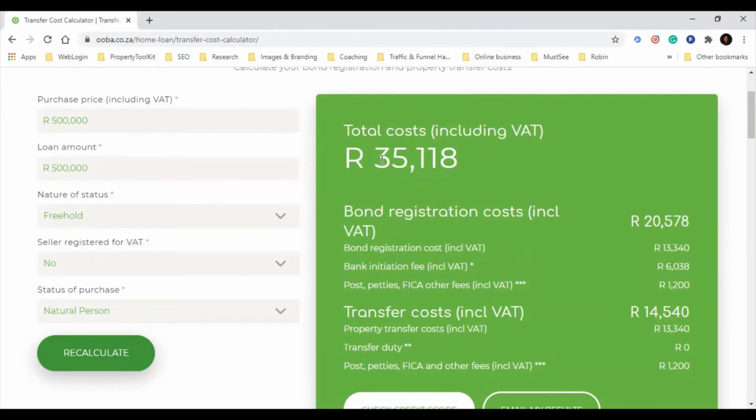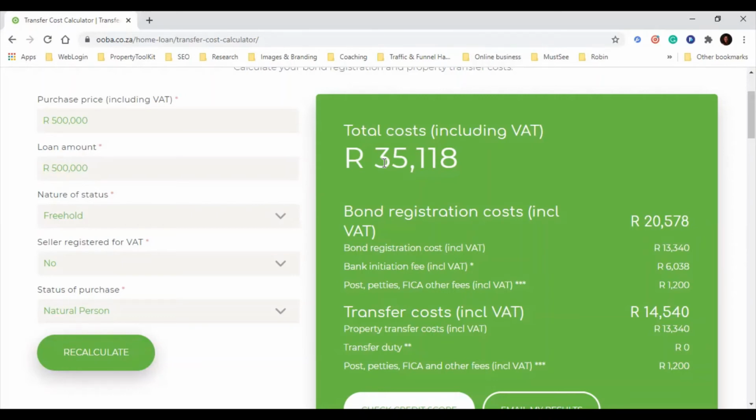So what I would do for this particular deal, I would make sure on the purchase price of 500,000 and the bank is lending me 500,000 and I'm buying a freehold, which is a freestanding property, and the seller's not registered for VAT, and I'm buying in my natural person, I will keep 40,000 instead of 35,000 plus aside for my closing costs. Now, closing costs is not only limited to bond registration costs and transfer costs.